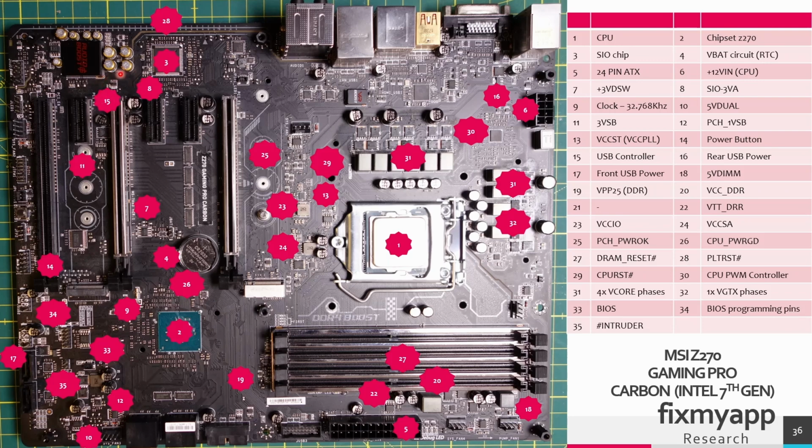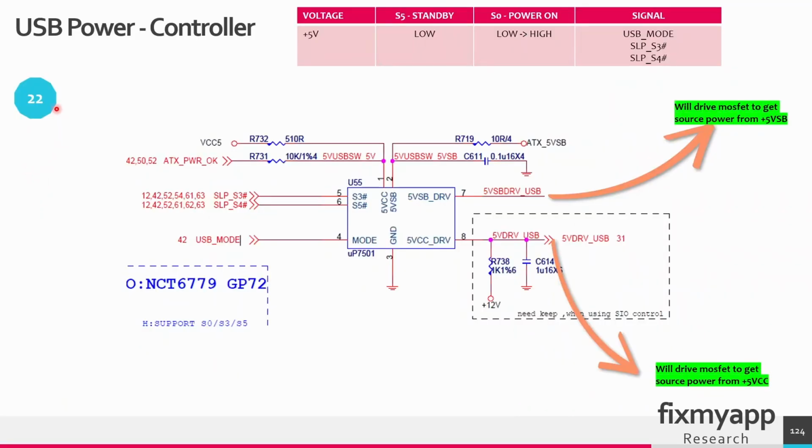In power sequence 22, this controller will select which will be the source voltage for this plus 5 volt USB. So the source voltage can be the 5 volt standby voltage or the VCC 5 volt when you turn on the ATX power supply.